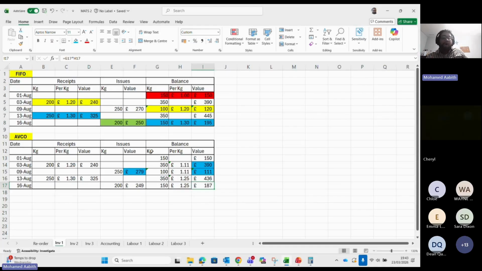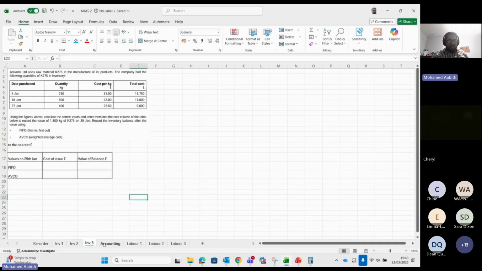So for HMRC, they normally allow you either FIFO or AVCO, but not the LIFO method. If you do the LIFO, they will say that is not acceptable because the closing inventory is smaller. Therefore, it's going to be lowering your profit because your cost of sales is going to be higher, and therefore you pay less taxes. So they will not allow you the LIFO method, which is the last in, first out. But FIFO and AVCO, they absolutely love it. So let's look at one more question from here, guys.